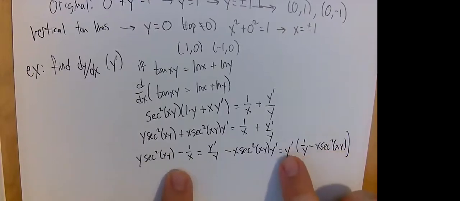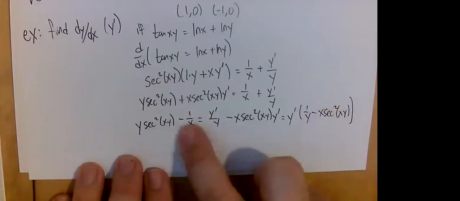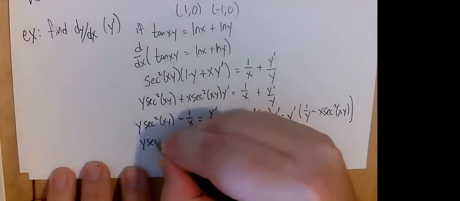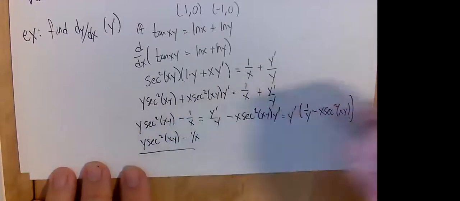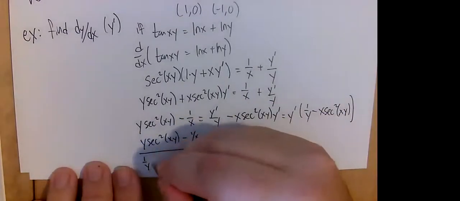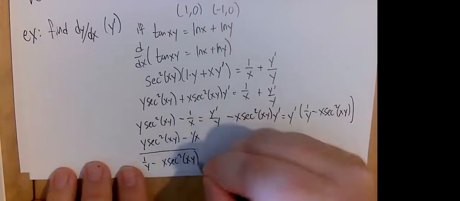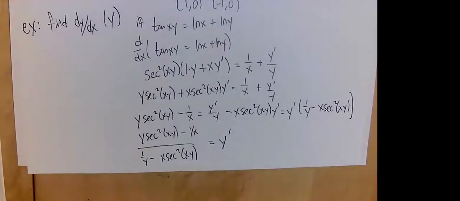So all we need to do to get y prime on its own is to divide by this term right here. So if I divide this by this term here, I have y secant squared of xy minus 1 over x divided by 1 over y minus x secant squared of xy is y prime. So there we go. We solved for y prime. And in this situation, we definitely have a lot of x's and y's mixed together.